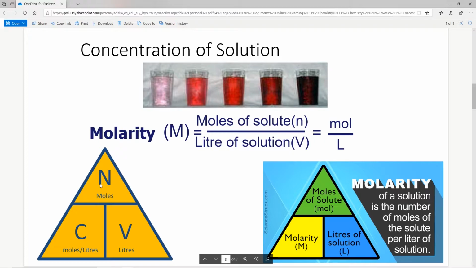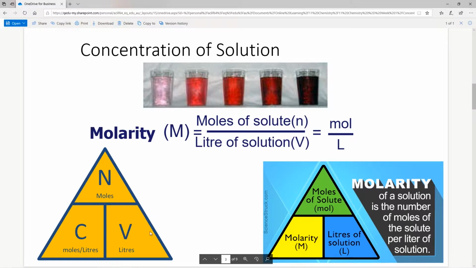the way that you use this is if it is on the top, so N, it's going to be divided by C or divided by V to get the other one. And if it's on the bottom, so if you're trying to find number of moles, then it's concentration multiplied by volume. If you're trying to find the concentration, it's number of moles divided by volume. And if you're trying to find the volume, it's number of moles divided by concentration. So it's a very easy way to rearrange the equation and to help you remember it.